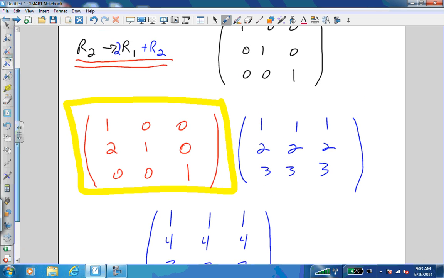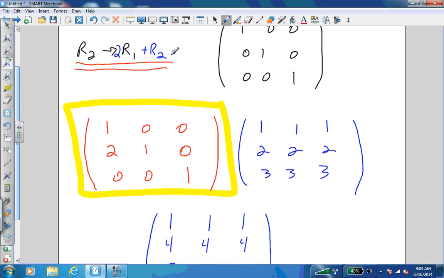So whatever row we're wanting to change, that's the row that we're going to rewrite in our identity matrix to make it become our elementary matrix. And these coefficients tell us what we're going to do. We're going to double the first row. We're going to add the second row.